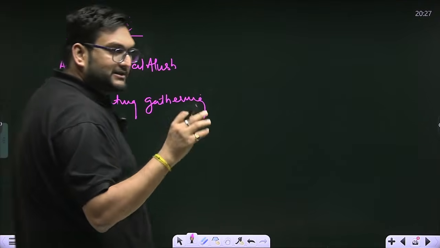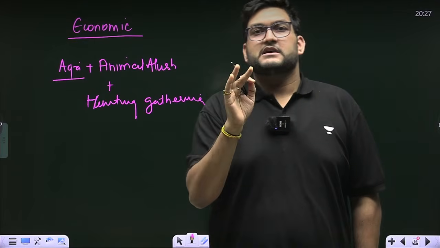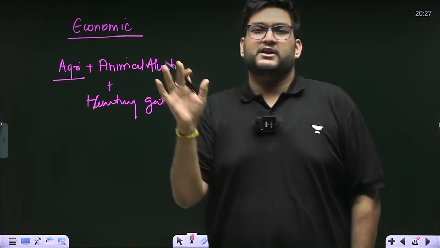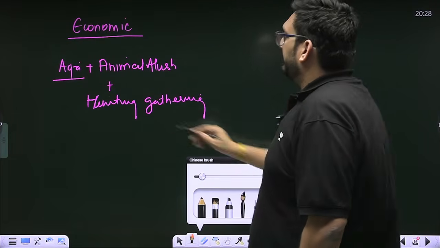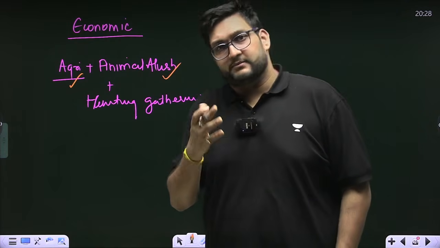In agriculture, we have all forms of grains: wheat, barley, rice, millets, everything being produced, different types of lentils, different types of legumes, everything is produced in that regard. Therefore, agriculture is extremely advanced, and animal husbandry, which is domestication of animals, is also there.